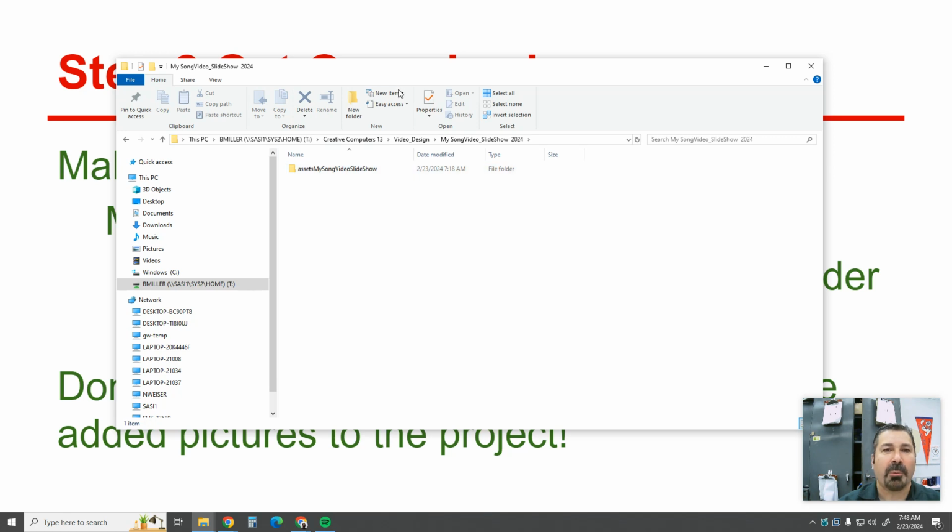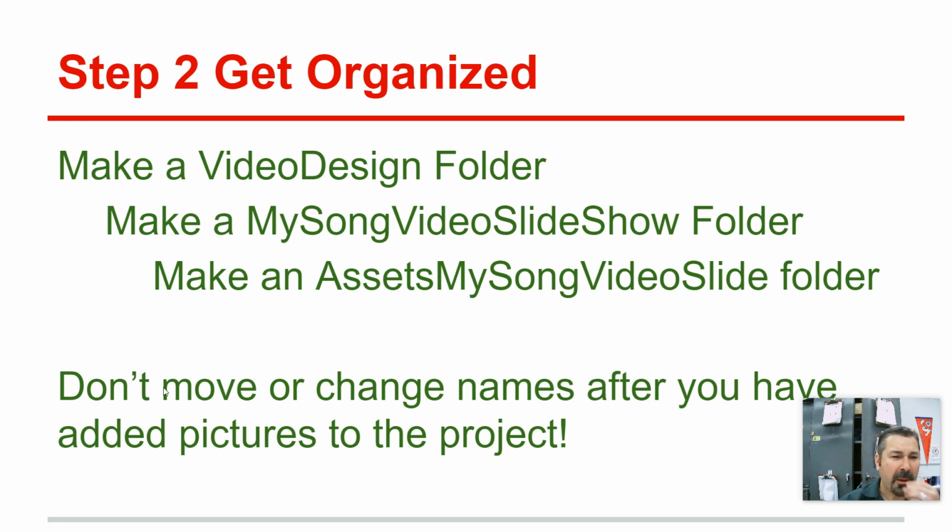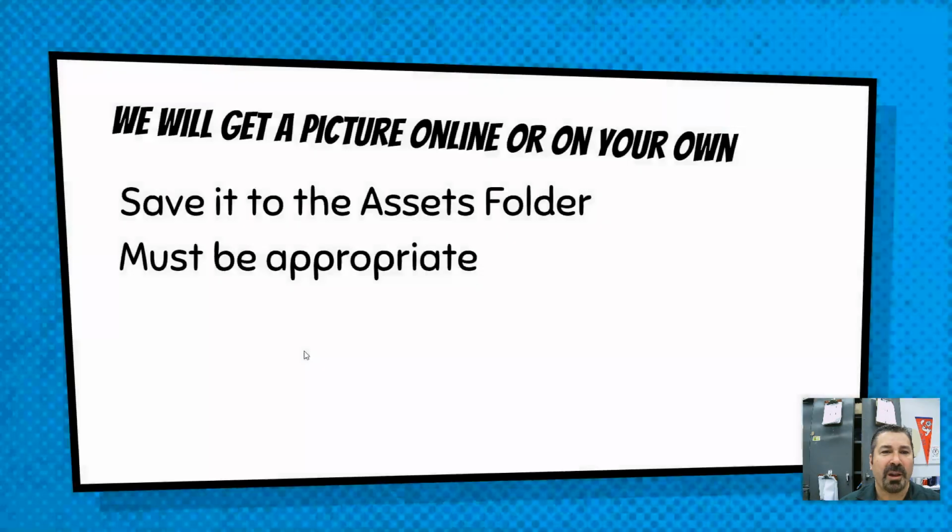So that's kind of typical. Make sure that you do it like that. The other thing that's different about this project is once you stick a picture and a song, an MP3, in your assets folder, if you change the name or move it, it's going to blow up your project. So make sure you get the folders made correctly, put the files in there correctly, give them good names, and then don't change the names or move them after that.